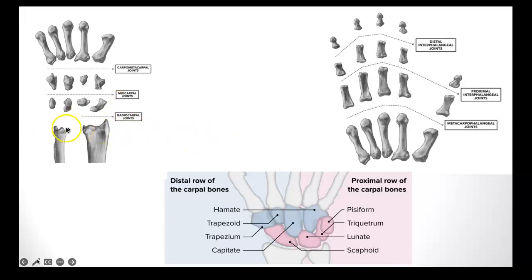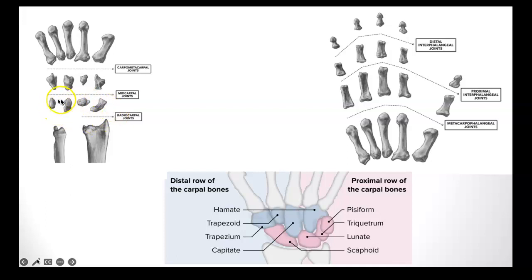But these 2 joints come together, and essentially these 2 bones in particular will articulate with what we call the proximal row of the carpal bones. And so from right moving to left, let's go ahead and name those carpal bones. The first one that we have is going to be the scaphoid. Next is going to be the lunate. This is going to be the triquetrum, and then we have the pisiform.